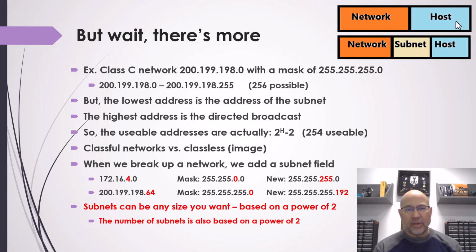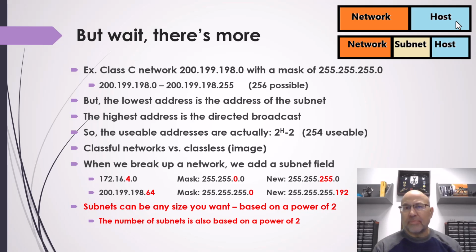The way that you figure this out is you say, how many bits are in the hosts? Well, there were 8 bits. So 2 to the 8 minus 2. That brings us to 256 minus 2, or 254 usable. And that's true no matter how big your network is, and no matter how many subnets you've created.